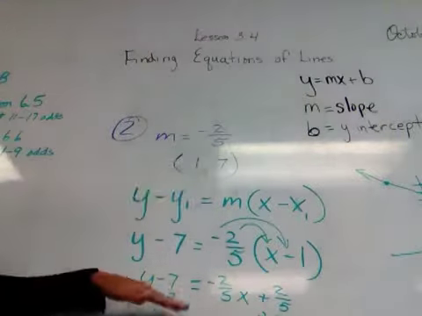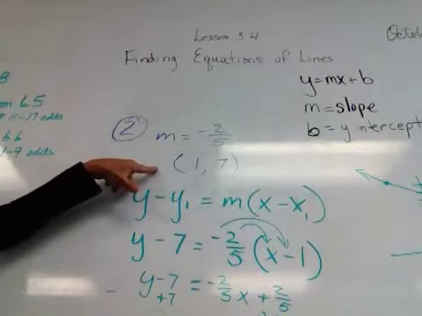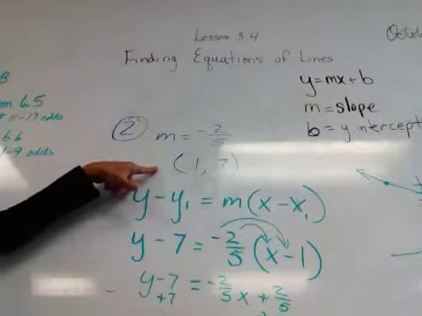Okay, so that's what we do when they give us the slope and they just give us some random point that's on that line.